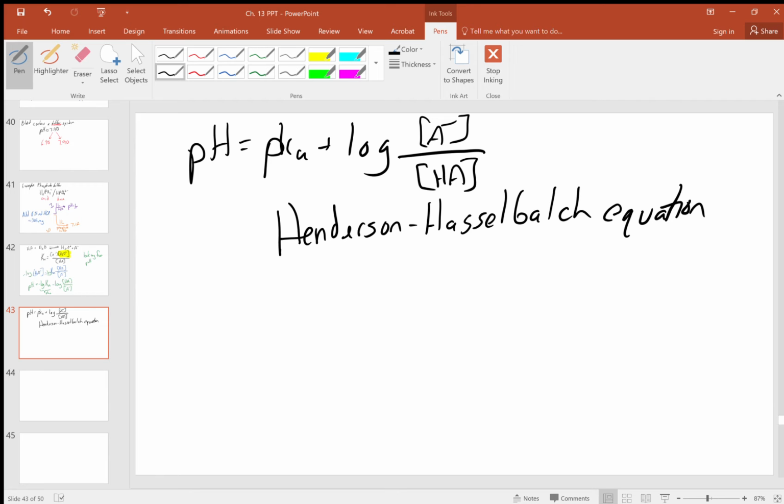Now, one of the useful things we can do with the Henderson-Hasselbalch equation, in addition to the obvious, calculating the pH of a buffer solution, is that we can actually use buffers to determine pKa's. So previously we defined the equivalence point. And remember, the equivalence point is the point where we've added enough base or enough acid to completely neutralize all of it.